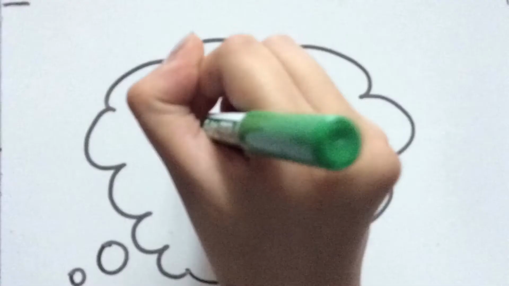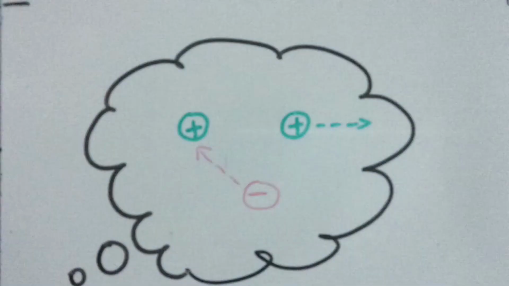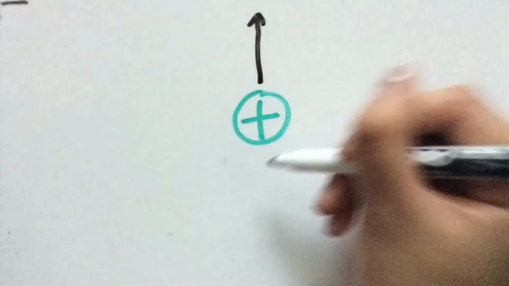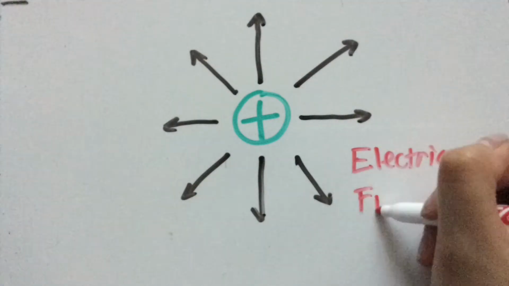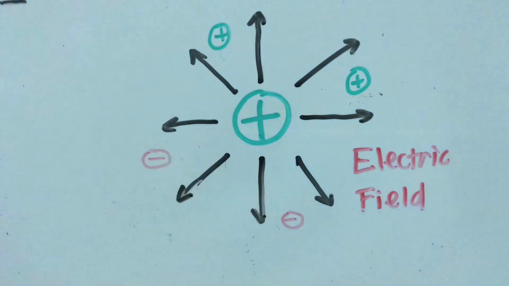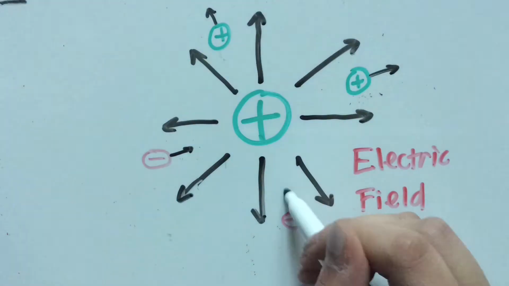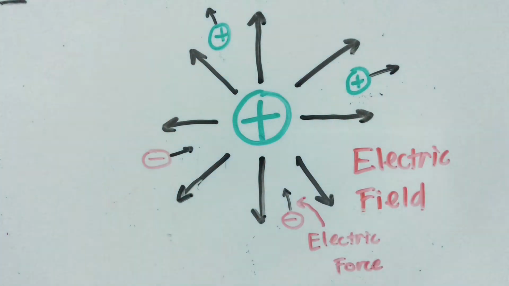Physicists wanted a way to explain the interaction between charged particles when they weren't in contact with each other. The concept of the electric field was used to explain this phenomenon. A charged particle creates an electric field which exerts an electric force on surrounding particles. It's important not to confuse electric fields with an electric force. An electric field exerts electric force but is not equal to it.